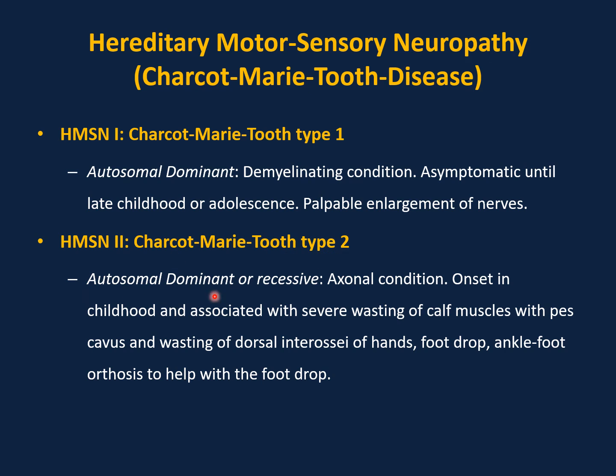Charcot-Marie-Tooth type 2 is autosomal dominant or recessive, an axonal condition, with onset in childhood, and associated with severe wasting of calf muscles, with pes cavus and wasting of the dorsal interossei of the hands, associated with foot drop. Ankle foot orthosis is necessary to help with foot drop.